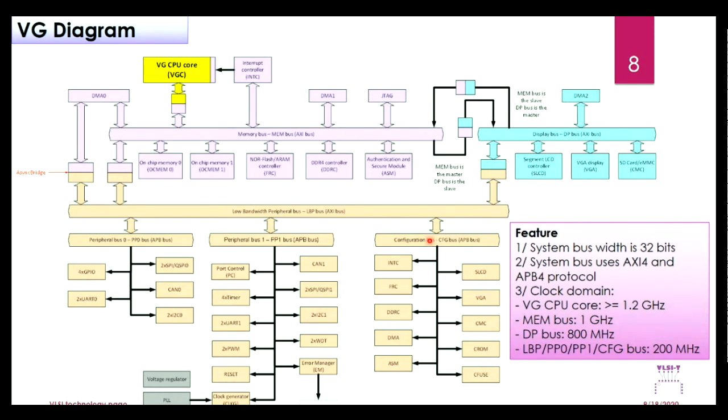For the target features, the system bus is 32 bits and the system bus protocols are AXI4 and APB4. For the clock domains, the VG CPU core will operate at higher than 1.2 GHz, the memory bus at 1 GHz, the display bus at 800 MHz, and the low bandwidth peripheral bus at 200 MHz.